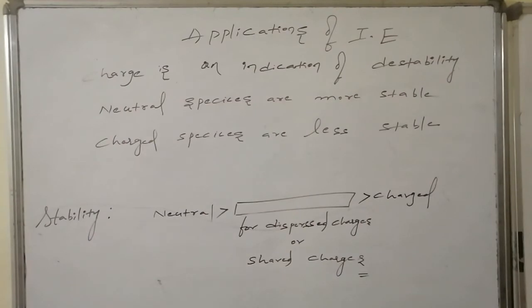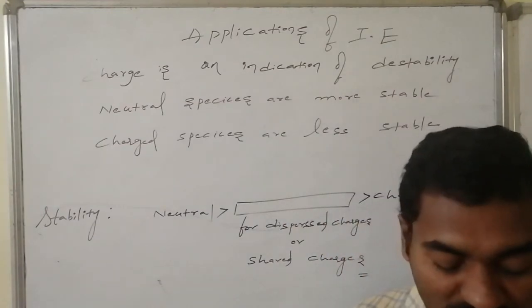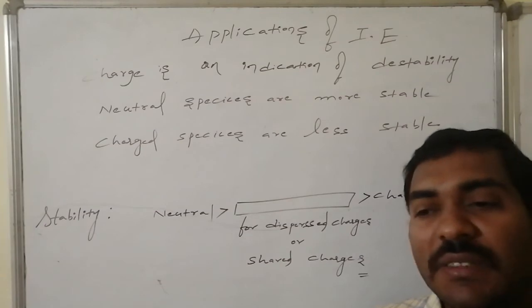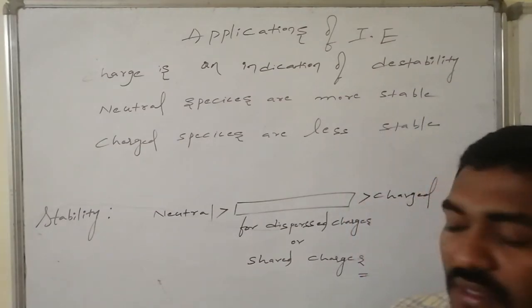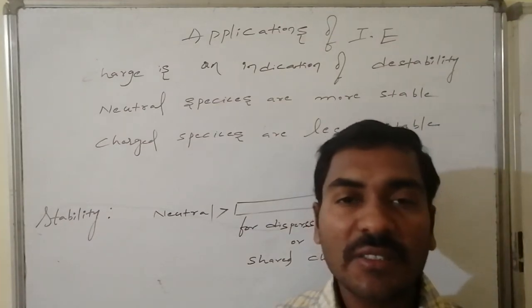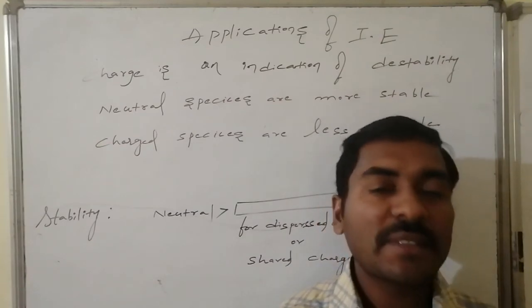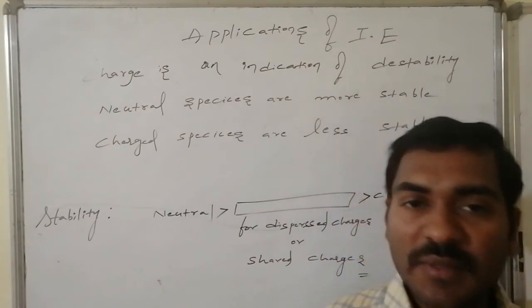Yes, charge is an indication of destability. Wherever the species is associated with charge, either positive charge or negative charge, it becomes unstable, whereas neutral species are more stable. Thus, as far as stability is concerned with respect to charge, stability versus charge, the charged species are unstable compared to the neutral species, otherwise the chargeless species.